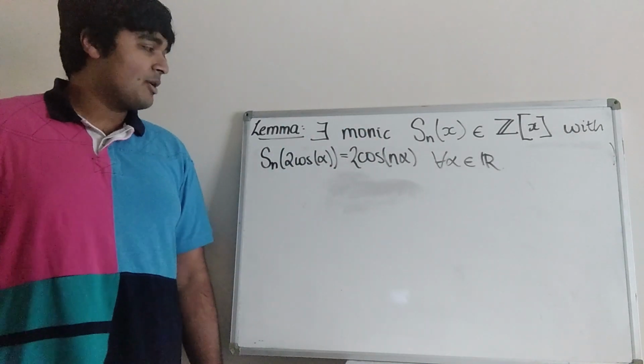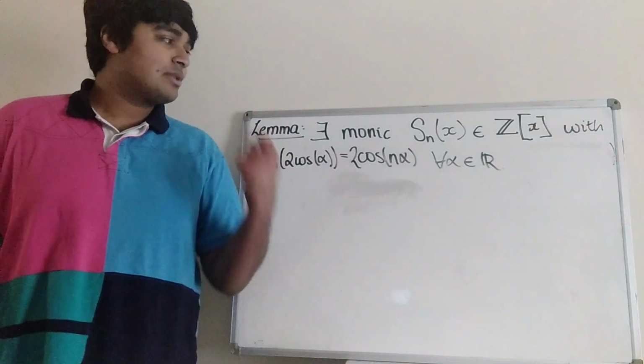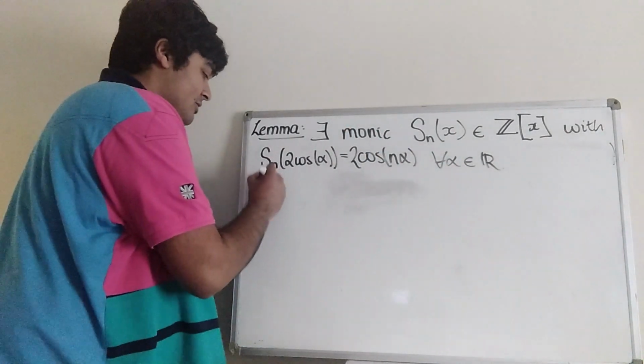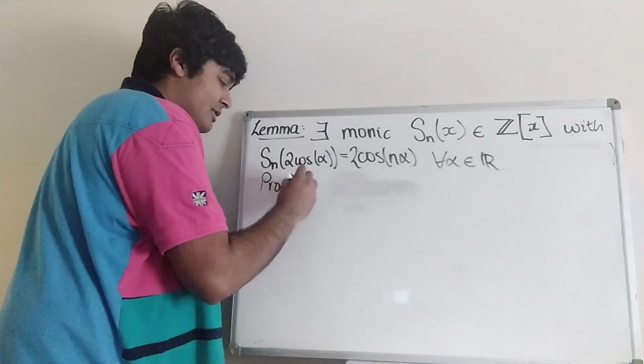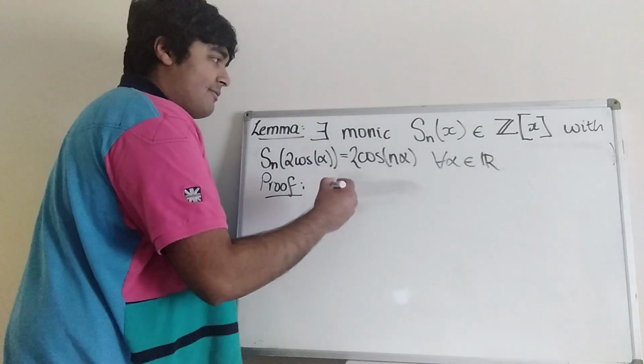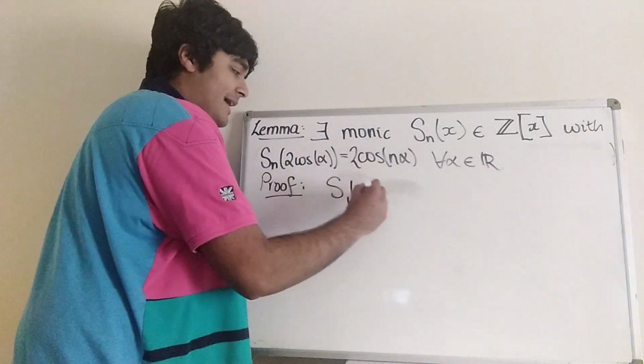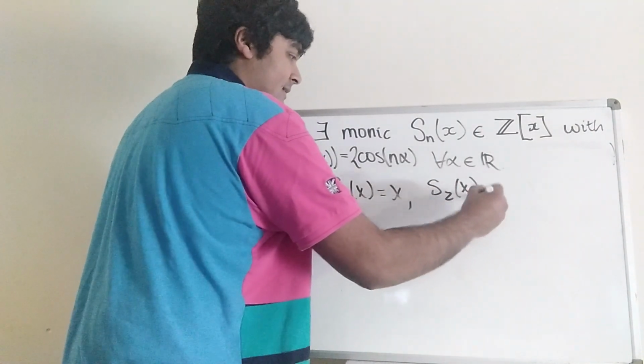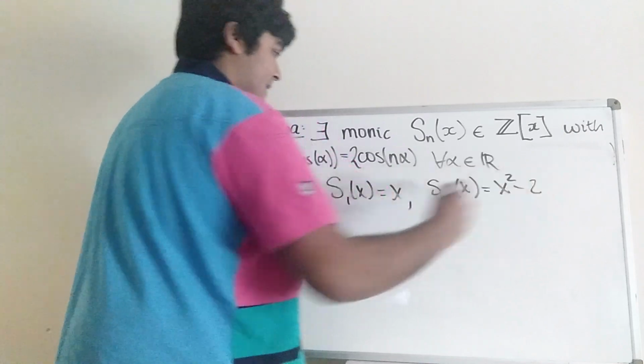Sn of 2 times cosine of alpha is equal to 2 cosine n alpha, and this is for any real value alpha. Let's prove this. So the proof is just going to be by induction on n. So let's just define the base cases. S1 of x, we're just going to have equal to x, and S2 of x is just going to be x squared minus 2.